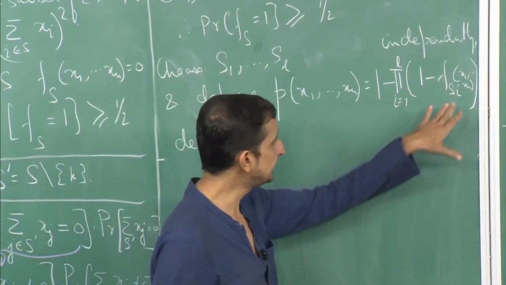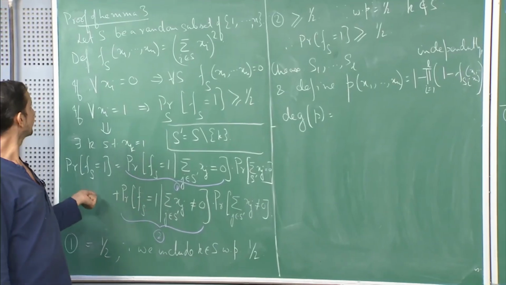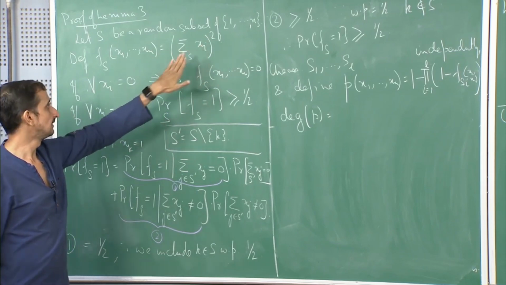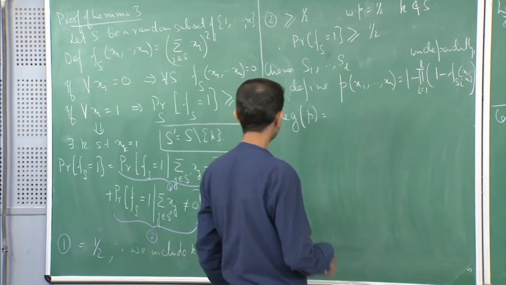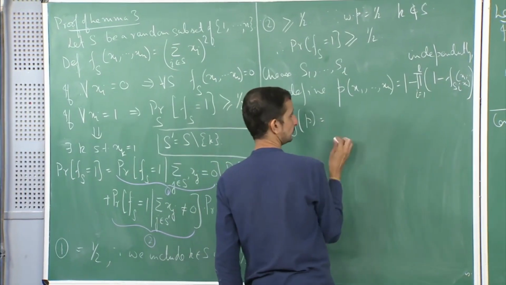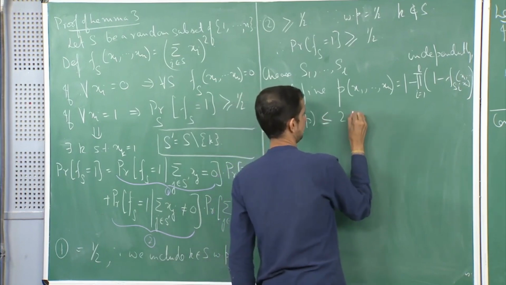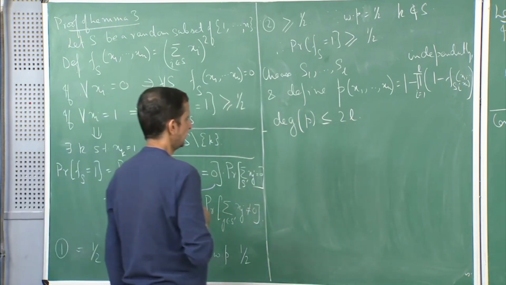The degree of each of these f's is how much? How much is the degree of f of s? 2, right. So, the degree of f of s is 2 because it is a square of a linear function, and I have a product of L of them. So, there can be some cancellations, so let me just write it as at most 2L. Right.